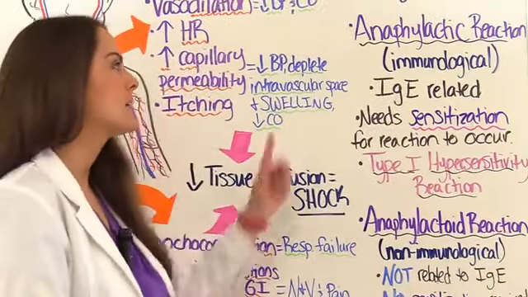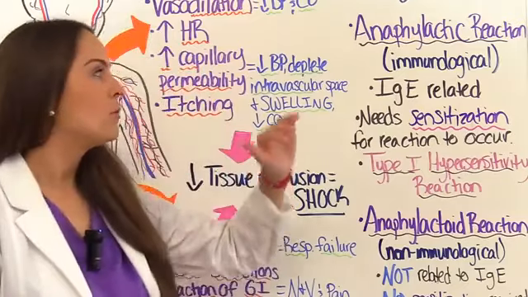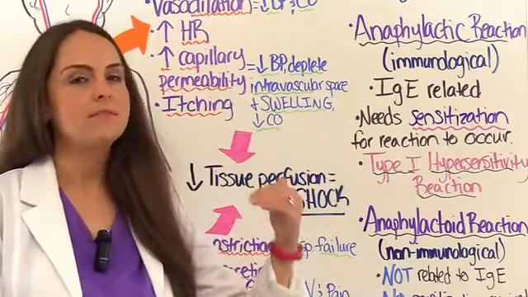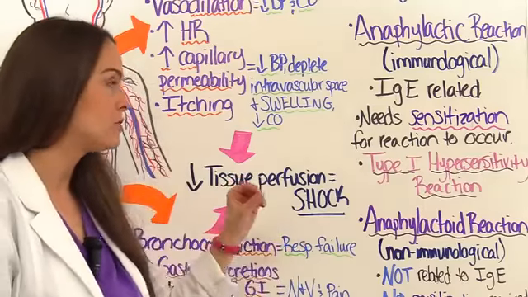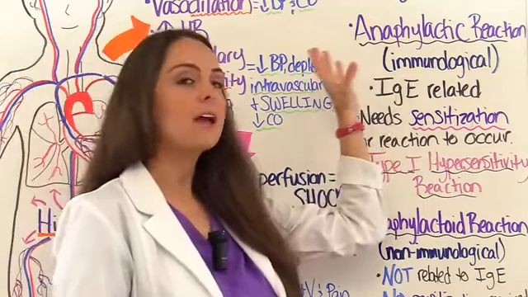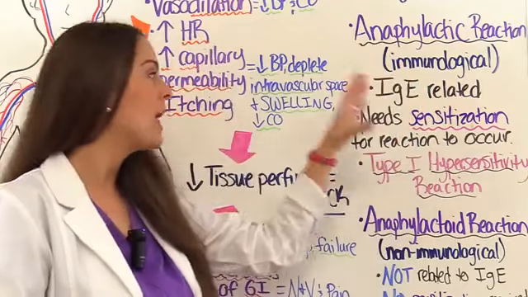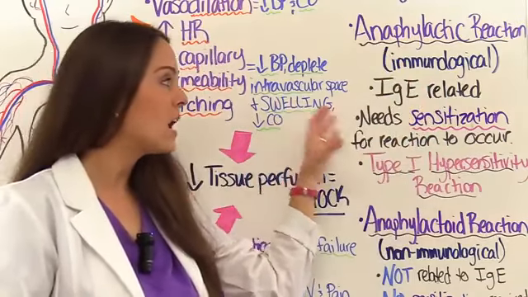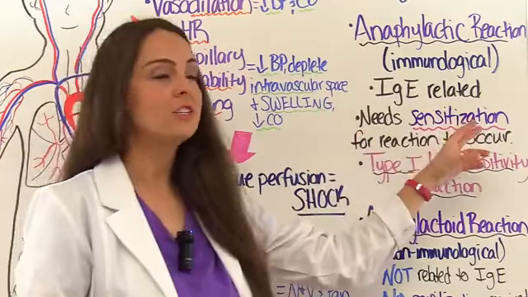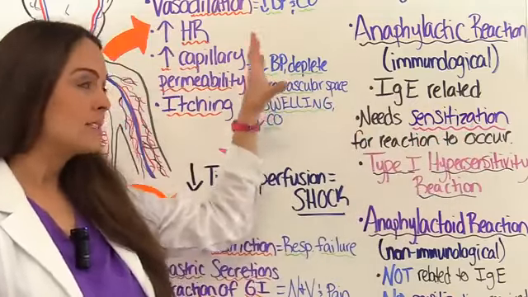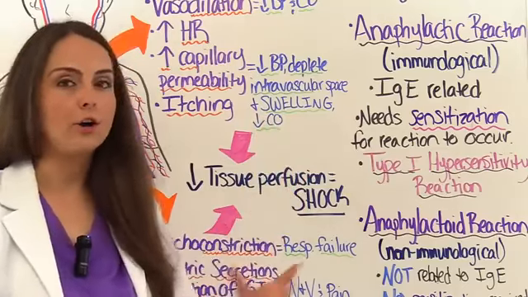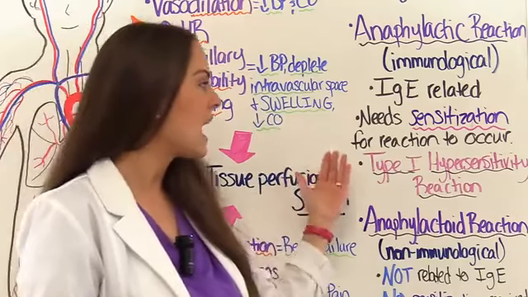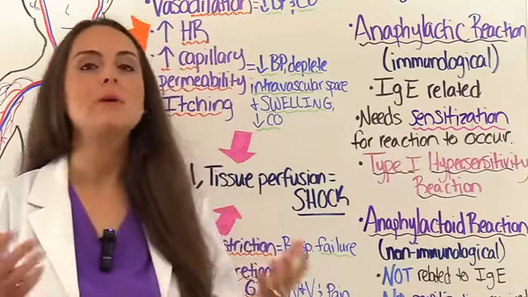So first, let's dissect anaphylactic reaction. It's related to the immune system, specifically this IgE that has been created in response to the allergen. So in order for this anaphylactic reaction to occur, that patient has to undergo sensitization. And then once that patient is sensitized to this allergen, this reaction can occur. So it's known as a type 1 hypersensitivity reaction.